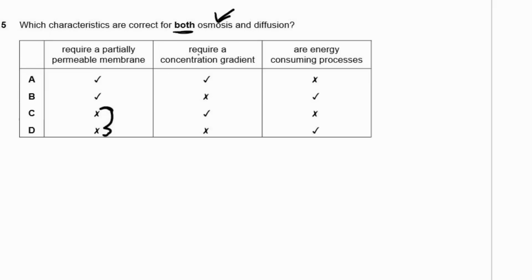Okay. And which one do they require a concentration gradient? Yes, they both require a concentration gradient. And because they both go from high concentration to low concentration. Well, osmosis, higher water potential to low water potential, but from high to low. Are energy consuming processes? Nope, neither of those consume energy. You don't need energy put into the system for these to happen. These are passive. So yes, the answer is C.